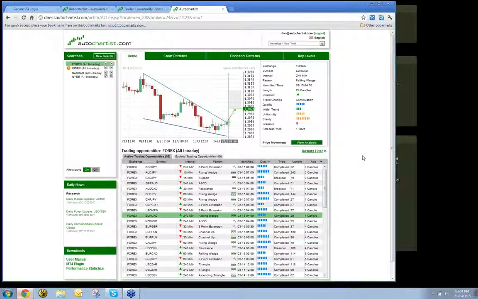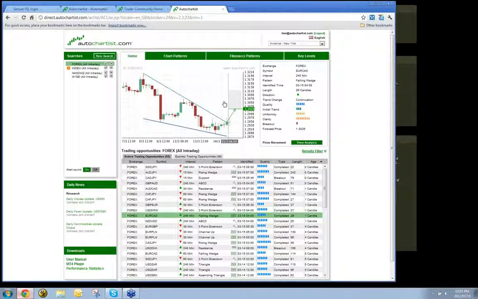A simple example on my screen is some support resistance lines that Autochartist has identified for Euro Canadian dollar, and Autochartist has identified that the price has actually gone through the resistance level and now provides a forecast level of 1.3026. Very, very simple. You don't need to be a rocket scientist to actually figure out what Autochartist is saying for you. Just look at the green arrow.